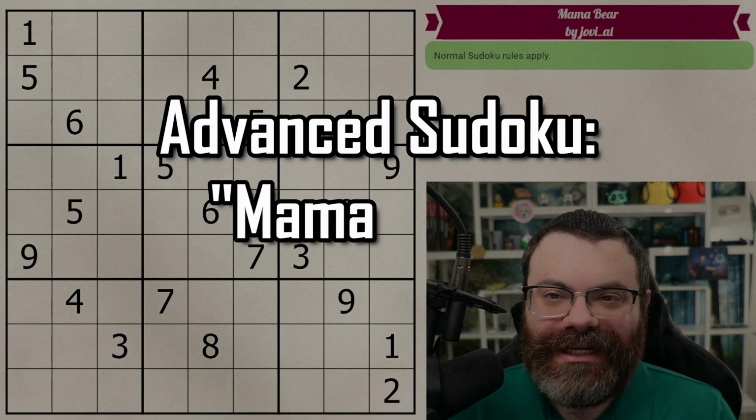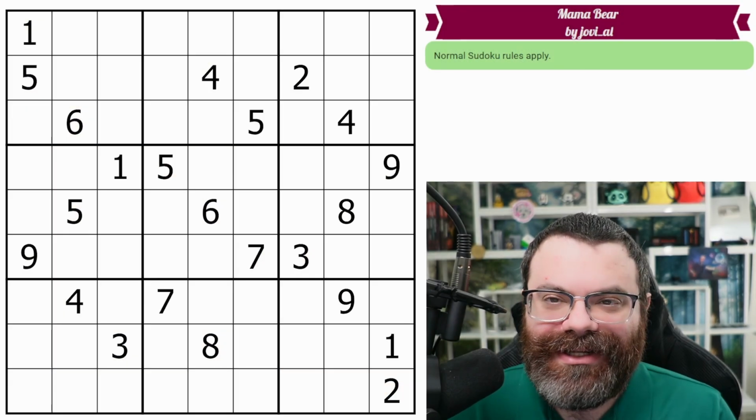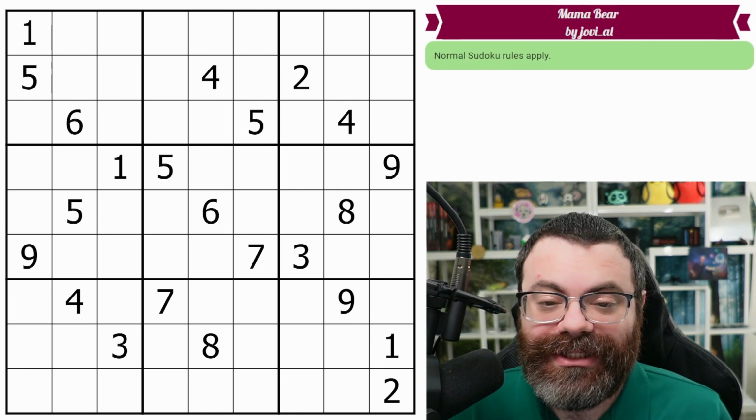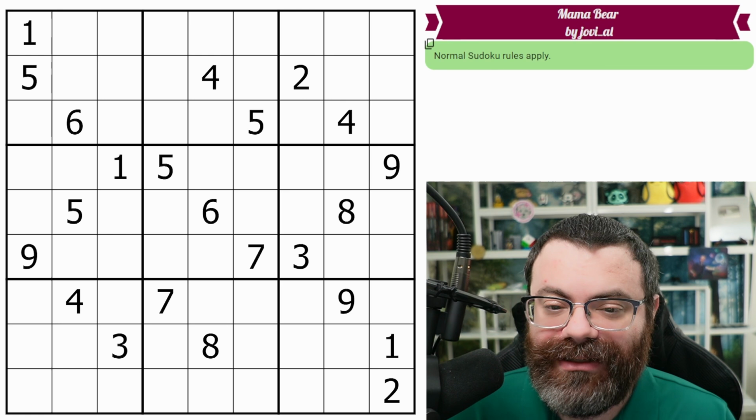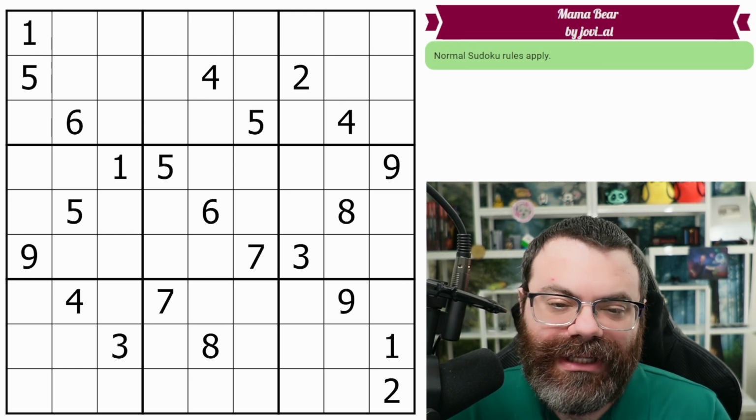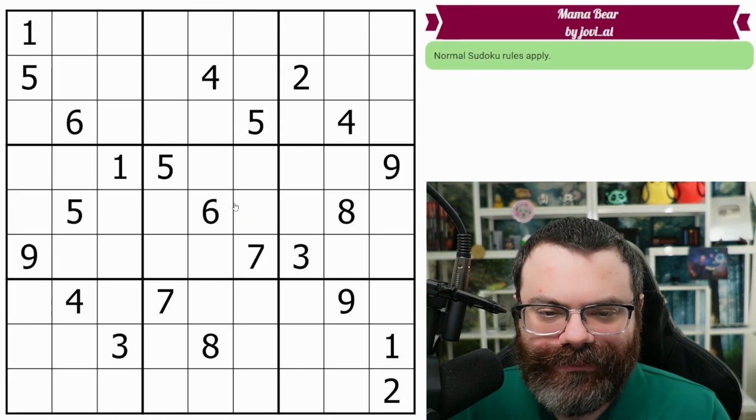Hello, let's continue our advanced Sudoku series with Mama Bear by Jovial. This is puzzle number 8 of chapter 4 of the Sudokult Gospel document, which you can find in the description. You can also find a link to this puzzle in the description. As usual, I know what technique I'm looking for, but not where to find it. And let's get started right now.